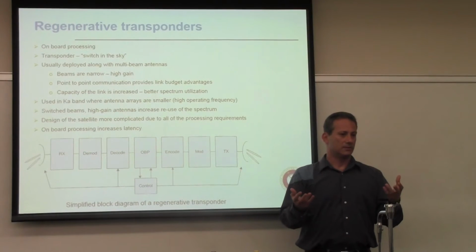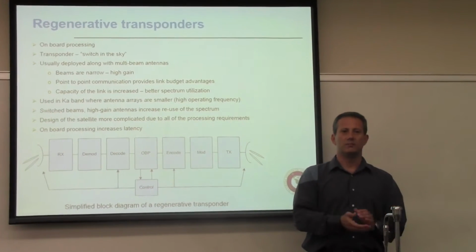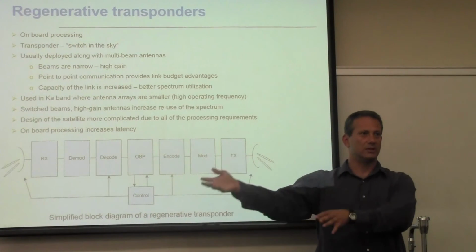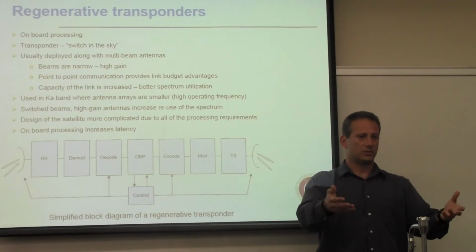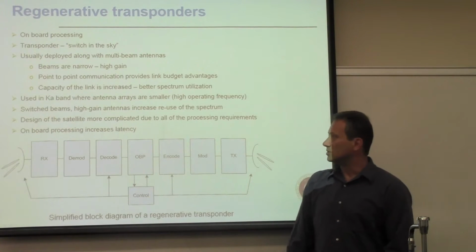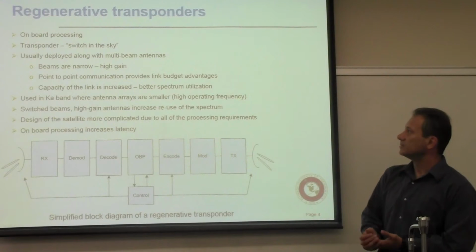Your satellite is a switch. It's not a bent pipe anymore. It's not just taking whatever comes in and putting it at a different frequency. Now it looks at what it's receiving, and then it has the ability to switch it to go to different places.